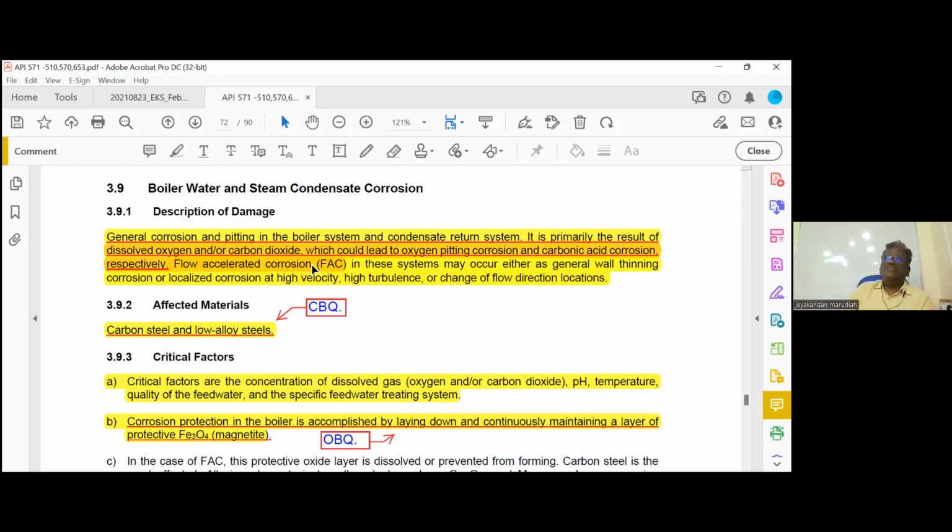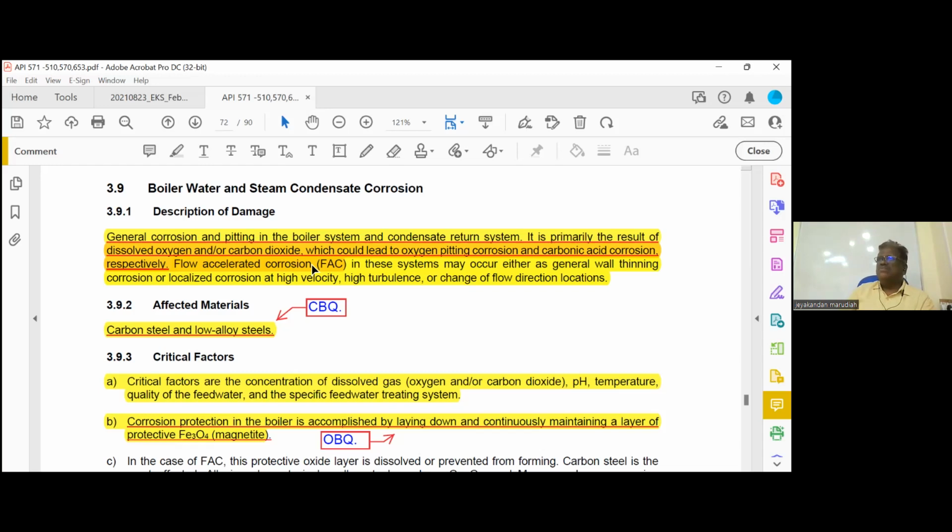In that process, if there is oxygen in the steam, it can cause pitting corrosion. And if carbon dioxide is in the steam, it can convert into carbonic acid corrosion. These two are important. So when you are using boiler water steam condensate, what is the problem? Because the steam is converting into water, oxygen will create pitting corrosion and the carbon dioxide will create carbonic acid corrosion. That is the basic. Which material will it affect? It will affect carbon steel and low alloy steel. How to avoid this? We have to remove the oxygen and the carbon dioxide from the steam.